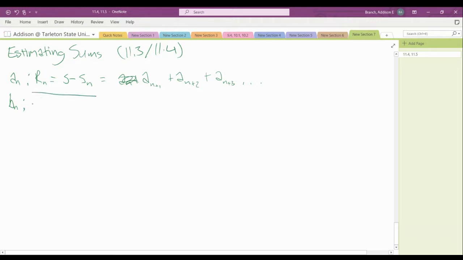Now with our b, we can also say our remainder for b, which we're going to call T sub n, or big T, is equal to our sum of b minus our partial sum of b. It follows the same thing, where we have b_(n+1), b_(n+2), b_(n+3), and so on and so forth.